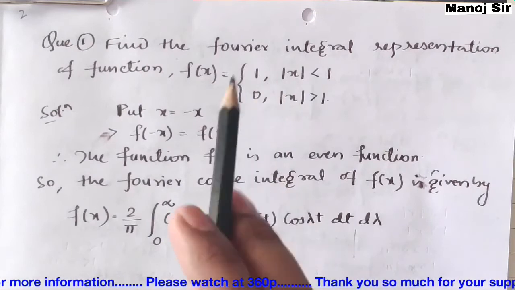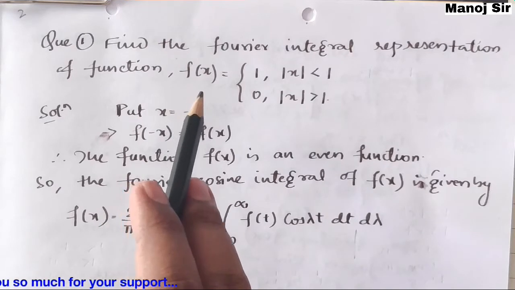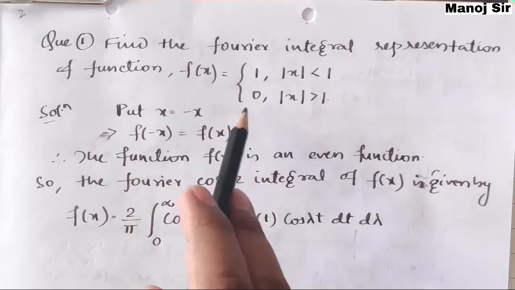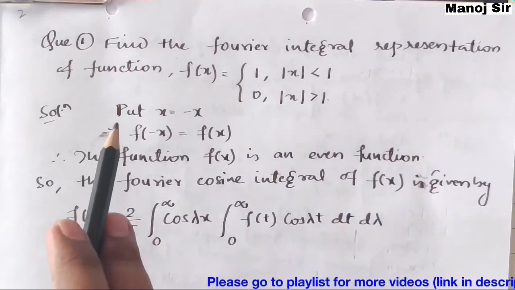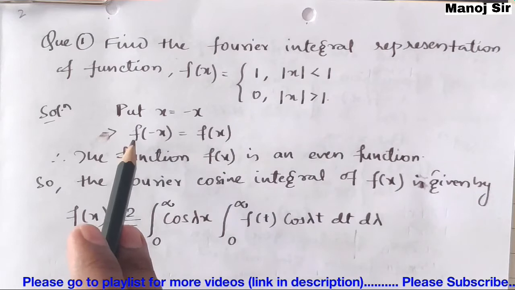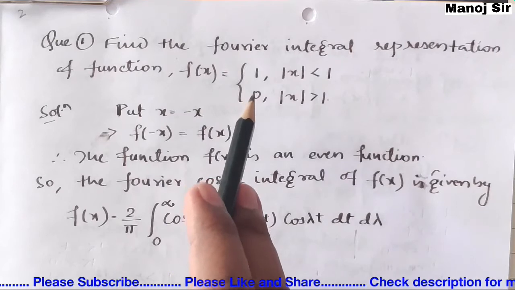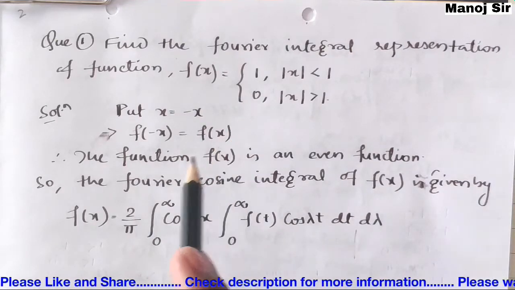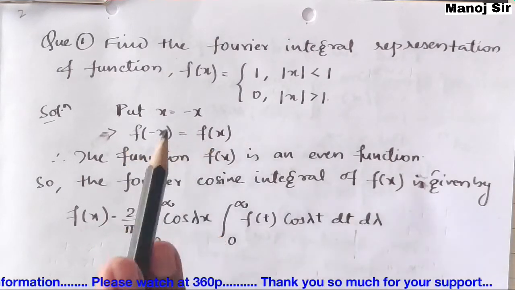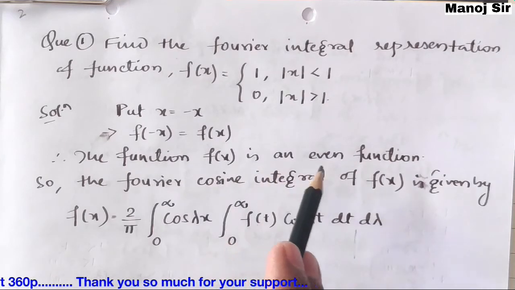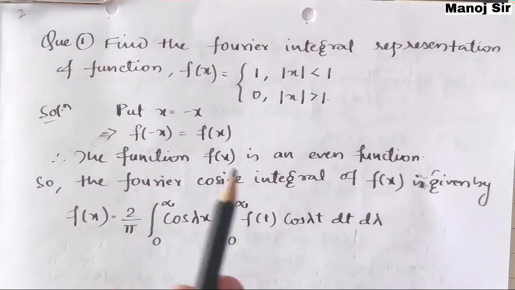But if you see in this question, this f of x is independent of x. So on putting x equals minus x, f of minus x will become f of x, because this function is independent of x. Since f of minus x equals f of x, we can say the function f of x is an even function.